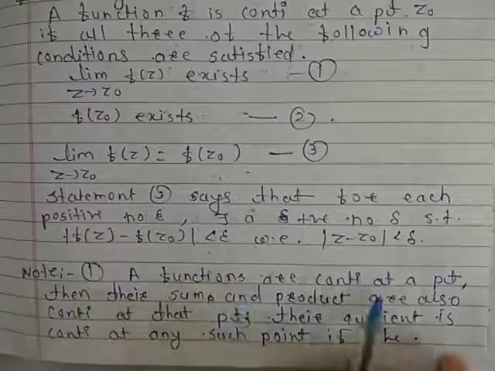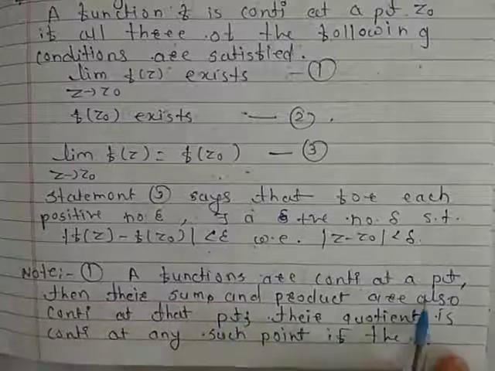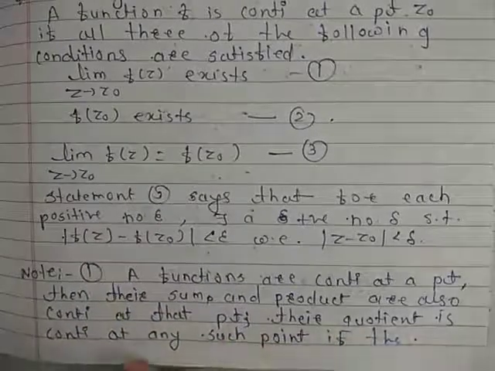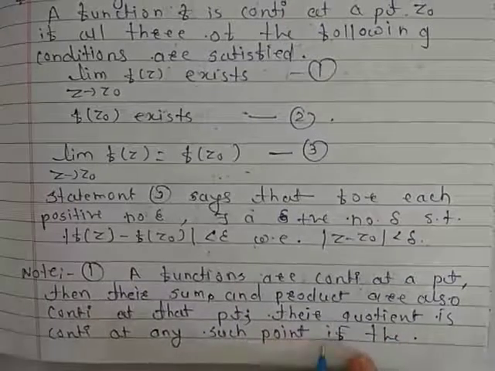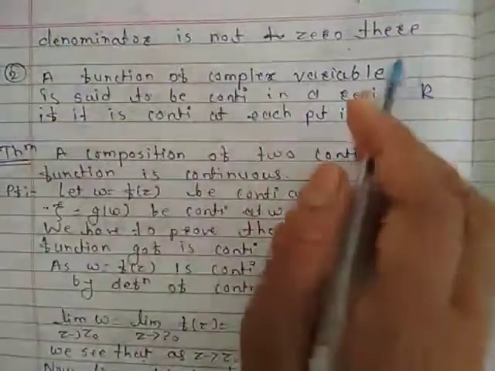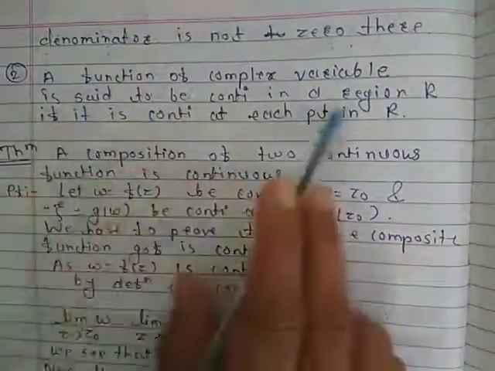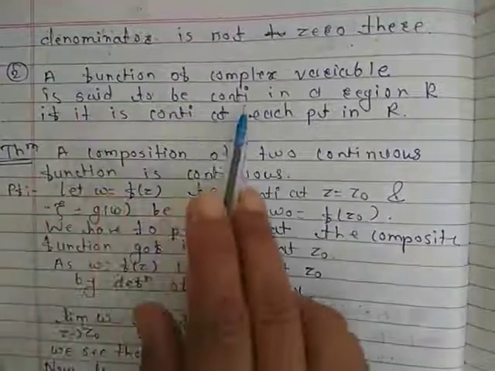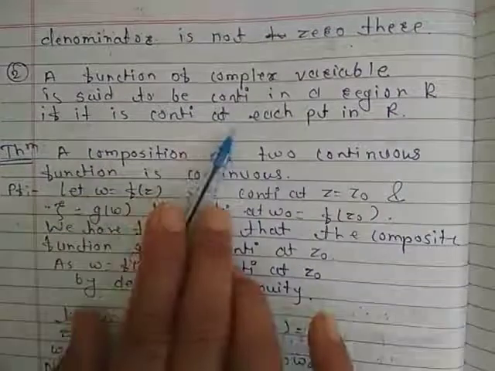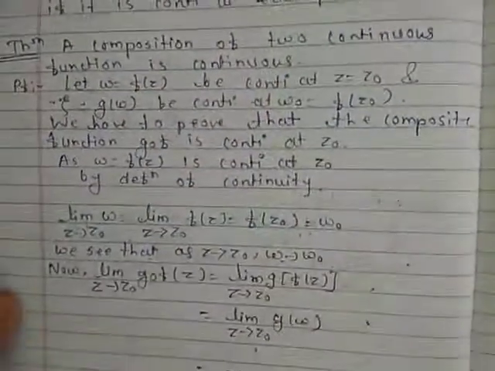First, if functions are continuous at a point, then their sum and product are also continuous at that point. Their quotient is continuous at any such point if the denominator is not 0 there. Okay. Second, a function of a complex variable is said to be continuous in region R if it is continuous at each point in R. Okay. Let us see theorem.